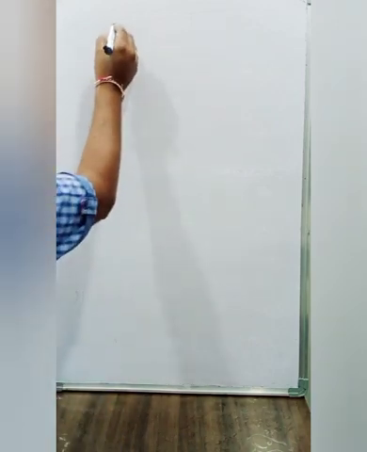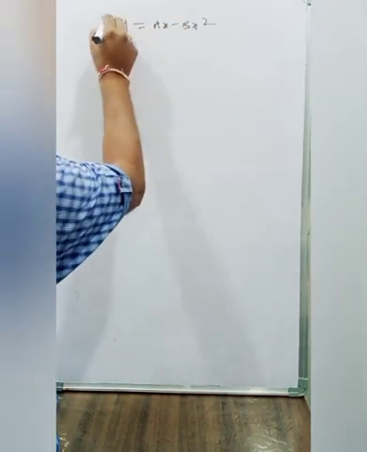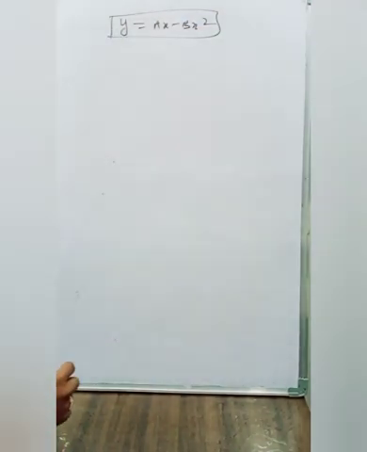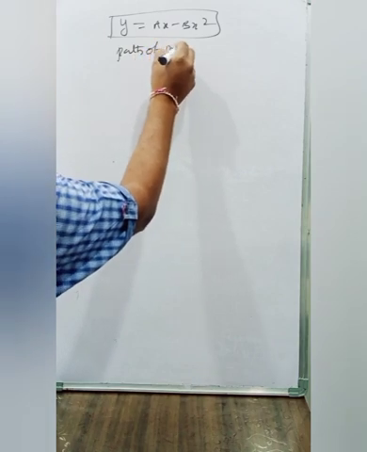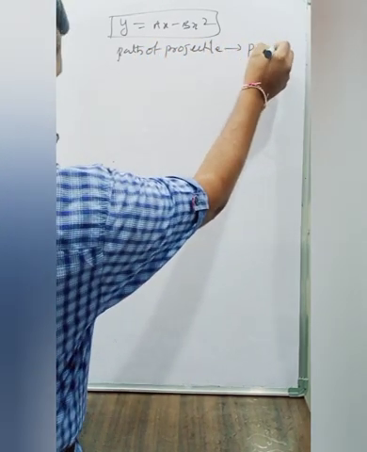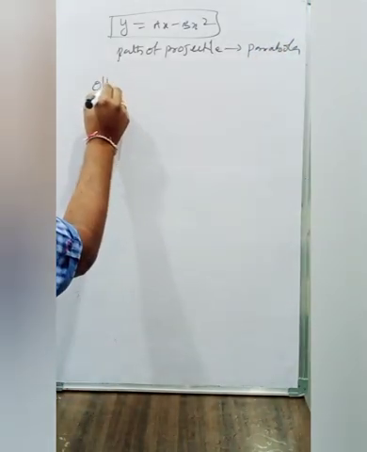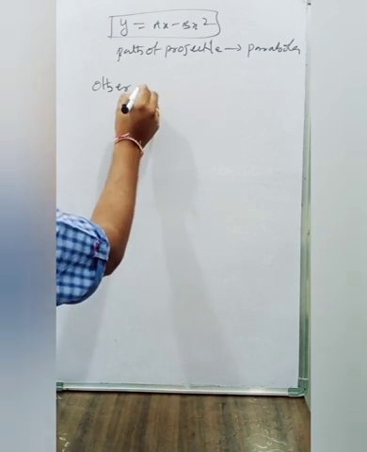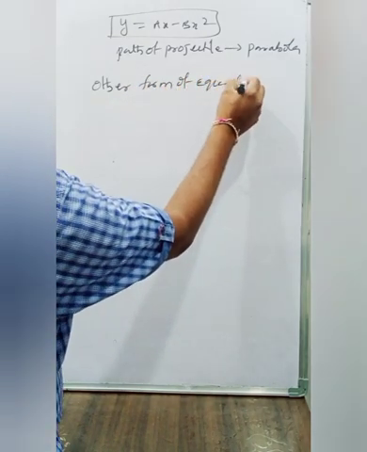This equation y = ax − bx² is the equation of a parabola. So the path of the projectile is a parabola. Now I am giving another form of the equation of trajectory.